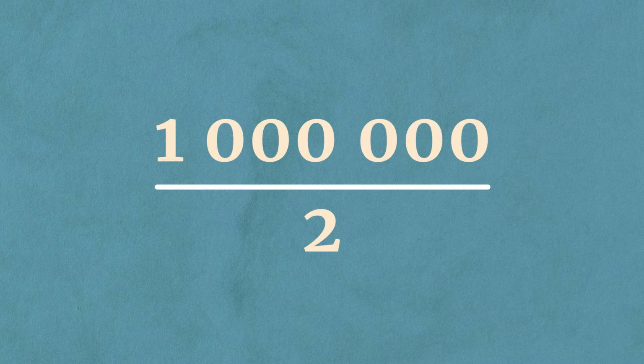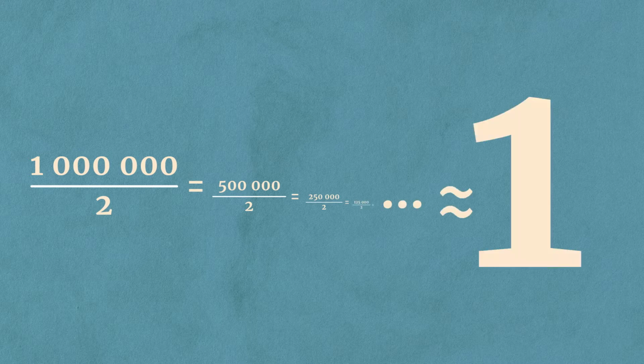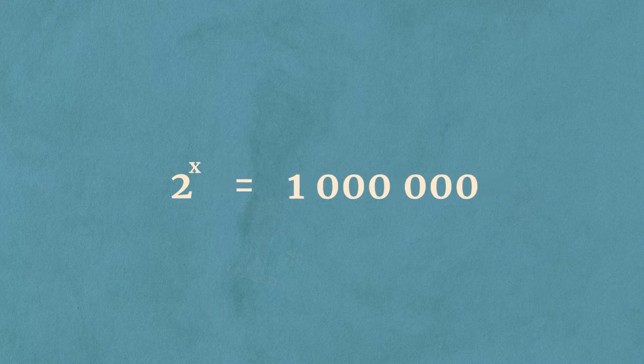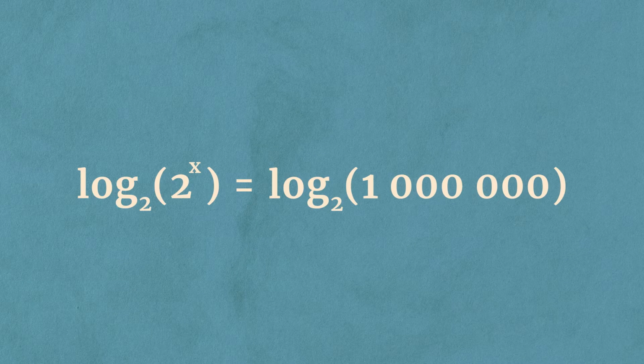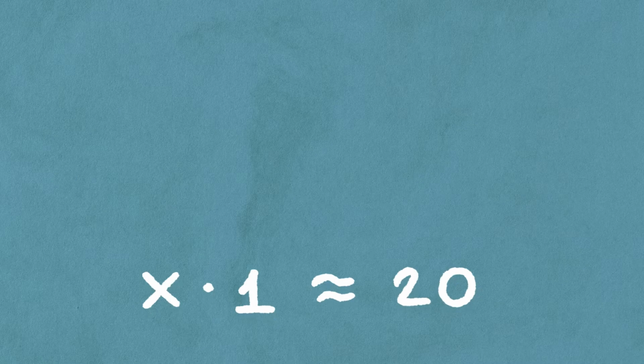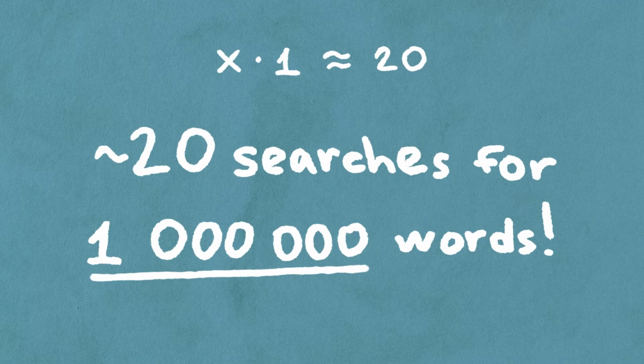At each step, we divide the total number by 2, right? Let's find out how many times we can divide 1 million by 2 to get around 1. The easiest way is to calculate which power of 2 gives us this result. A little magic of math. 2 raised to the power of x equals 1 million. And taking logarithms on both sides, we find that x equals the logarithm base 2 of 1 million, which is roughly 20. So, to find the word, you need to perform about 20 searches for 1 million words.